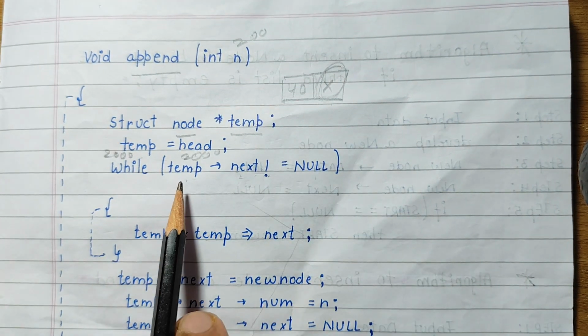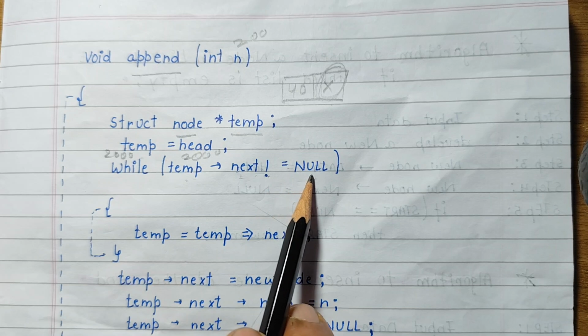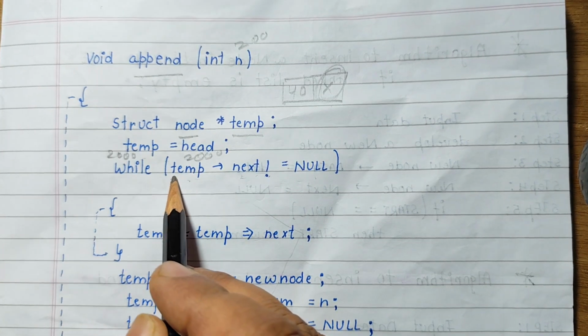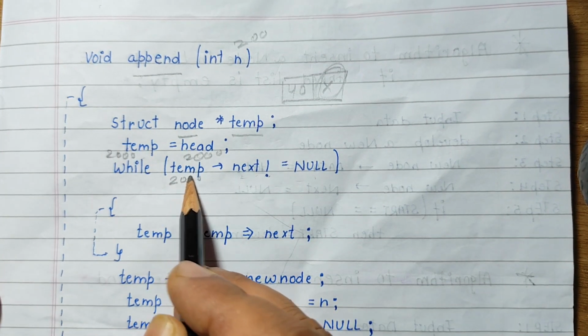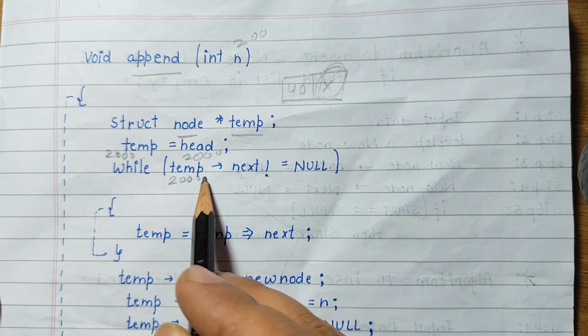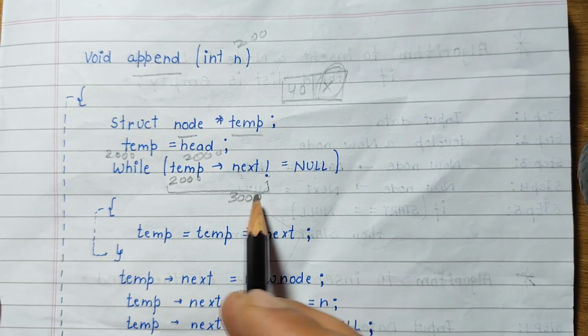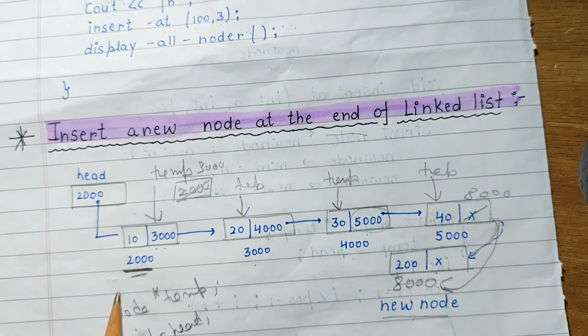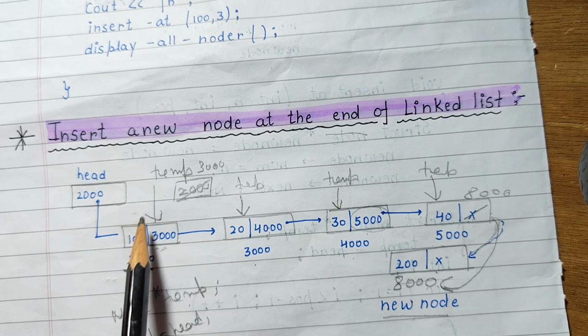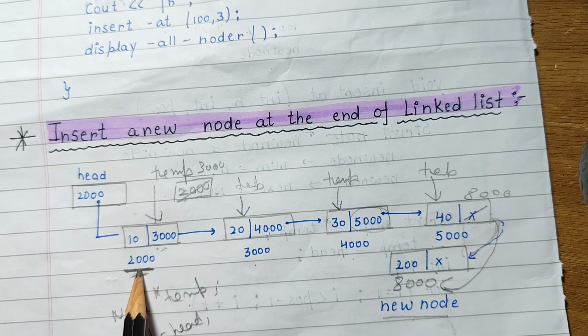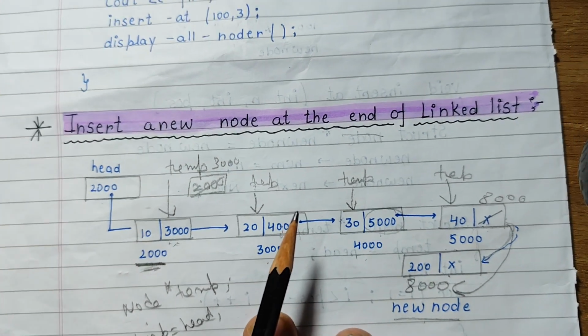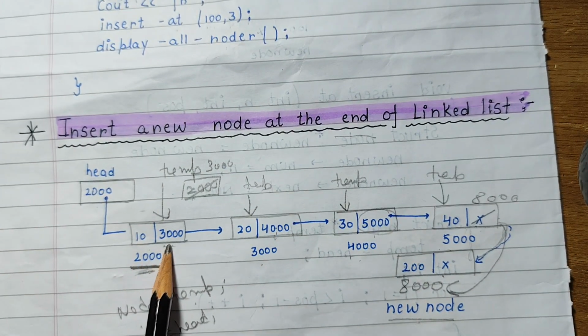So I give the condition while temp of next is not equal to null, because right now temp has the value 2000. Now what is the value of temp of next? Temp of next has the value 3000, because after 2000 the next address is 3000. At the starting time temp has the value 2000, temp points to this 2000 location. Now temp of next is 3000.